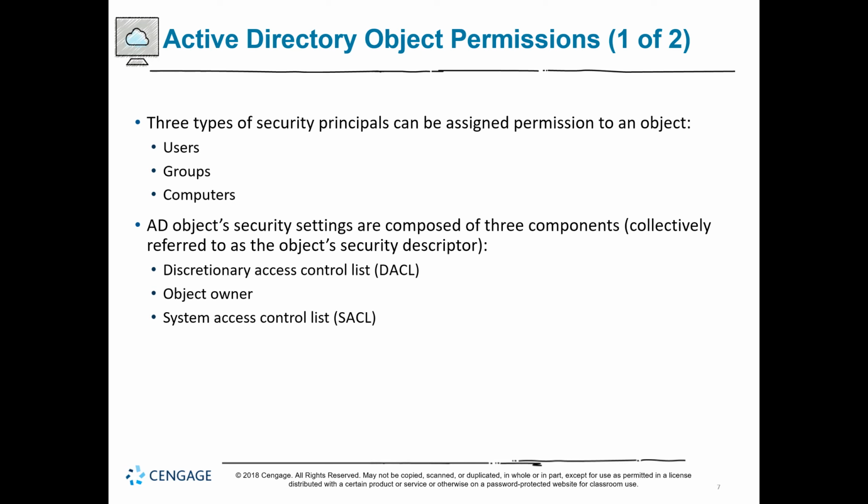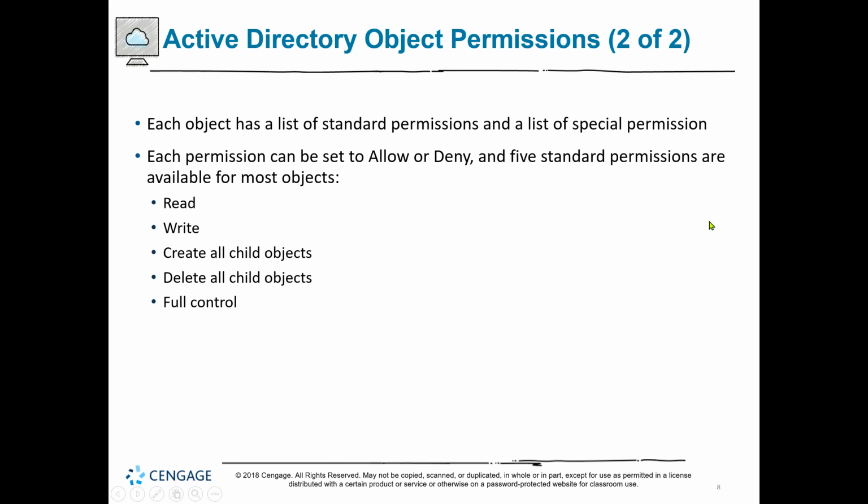AD object security settings are composed of 3 components, collectively referred to as the object's security descriptor: the discretionary access control list, or DACL, the object owner, and the system access control list. Each object has a list of standard permissions and a list of special permissions. Each permission can be set to allow or deny, and 5 standard permissions are available for most objects.